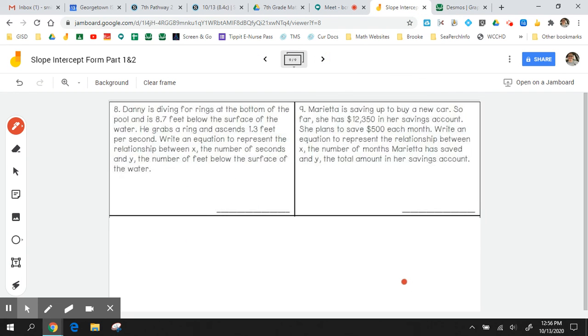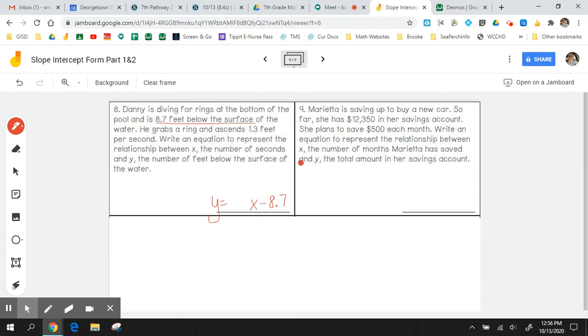But last question. Now they give us this big, huge, long paragraph. You're like, oh, I really don't want to read this, but let's go ahead and go through it little bit by little bit. So it says he's diving for rings at the bottom of his pool. Okay, and he is 8.7 feet below the surface of the water. All right, and if you're below and under, those are keywords for a negative. That is our y-intercept. So I'm going to put it right back here at the end of my equation if I were writing my equation.